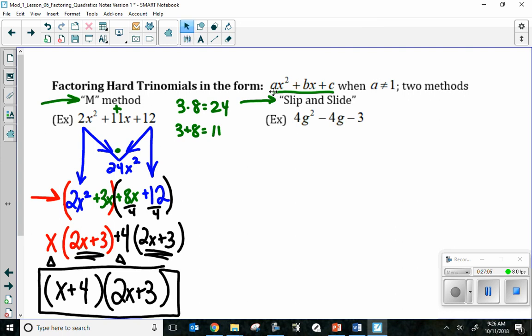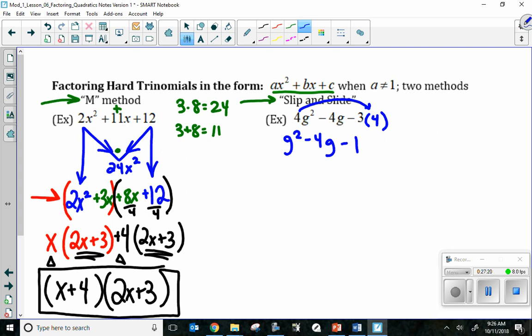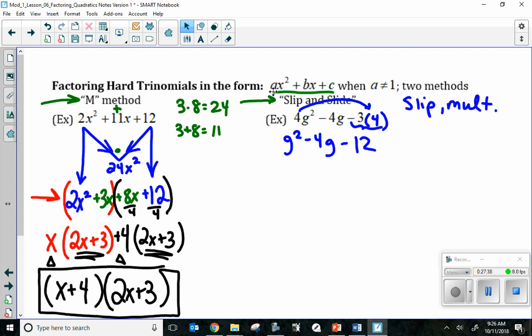The first step we're going to do is slip the 4 to the back, and we are going to multiply. All right? So now I have g squared minus 4g minus 12, because when I multiply these two, I get 12. Now, here's the slip. I slip and I multiply. Okay? I think the reason people like this better is because right now it comes back to the factor sum method, meaning right here I find two numbers that multiply to negative 12 that add to negative 4.